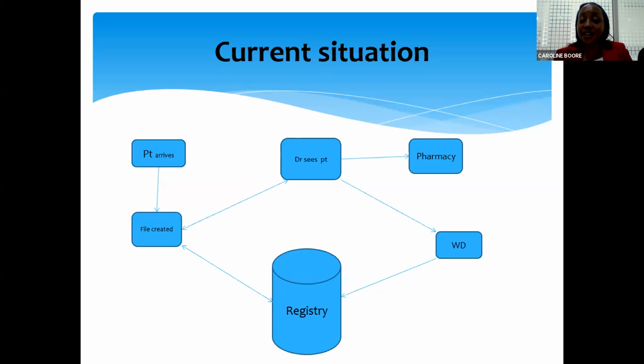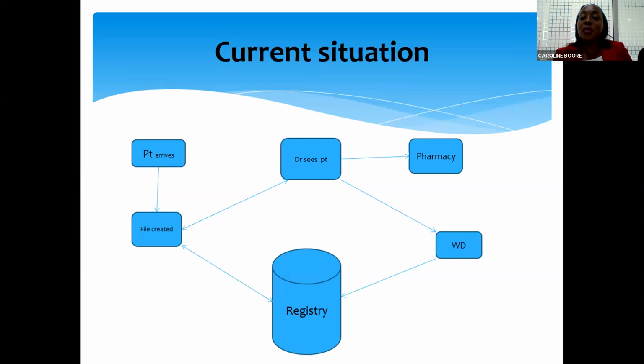Patient Mary arrives in KNH. She is received in casualty or any other outpatient clinic. A file or a card is created. The patient is now asked to go to the cashier to pay for that card, and the patient sees the doctor. The doctor is still using the manual file or the manual card.